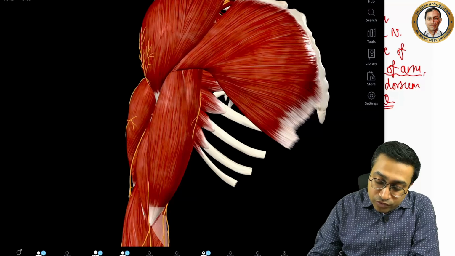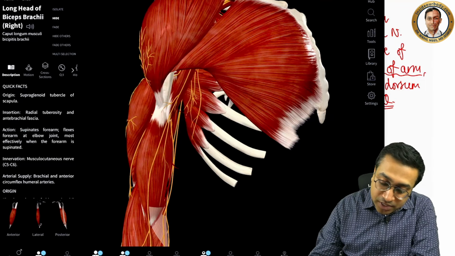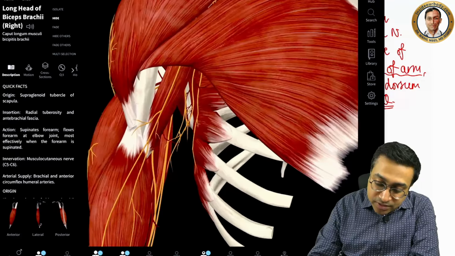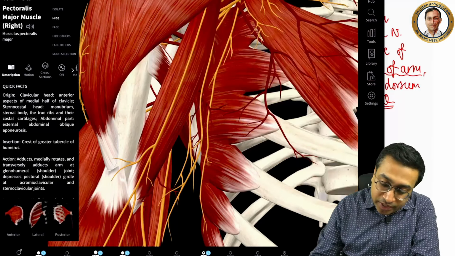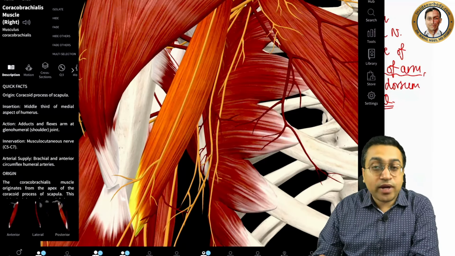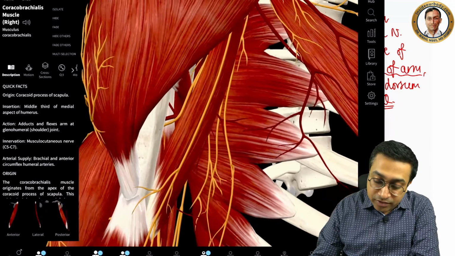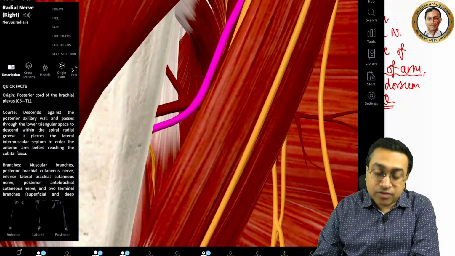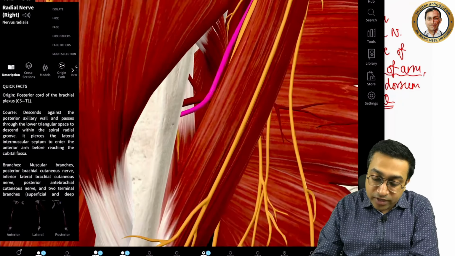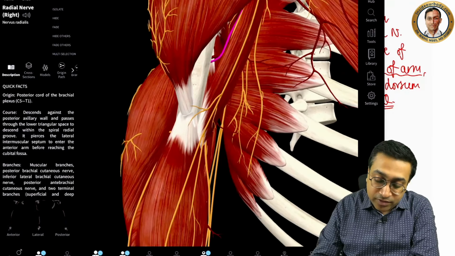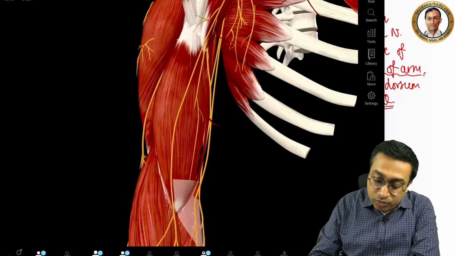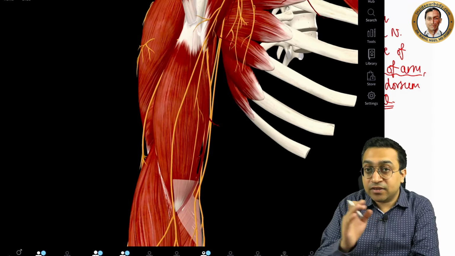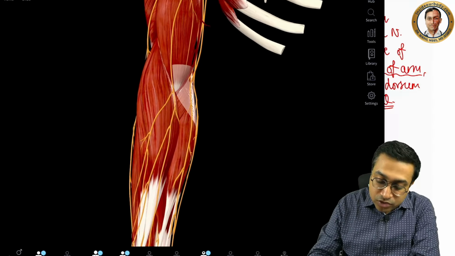Okay, so we know this was the biceps brachii. Okay, and this is the pectoralis major, hiding it. You can see this was the coracobrachialis. Now we said it is behind this coracobrachialis. So this nerve is a radial nerve. Okay, so you can find this nerve deep to the coracobrachialis. That is number 1 point. Number 2 point, we said it is behind the extensor carpi radialis longus. So let me show you this.